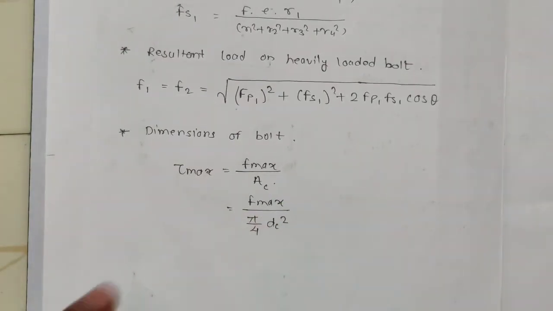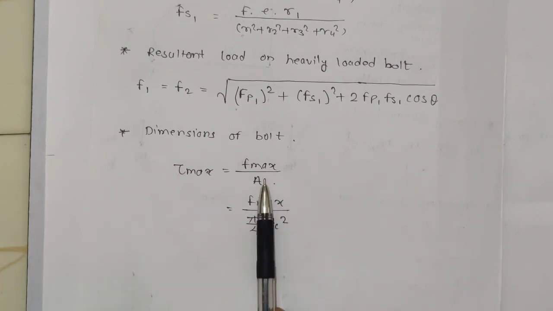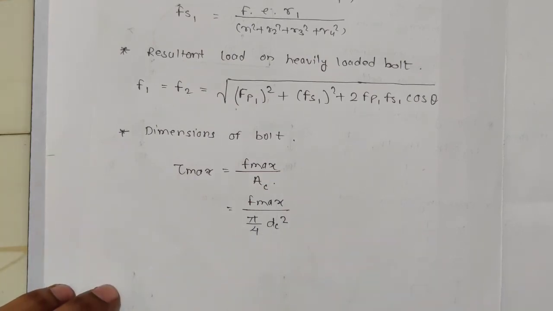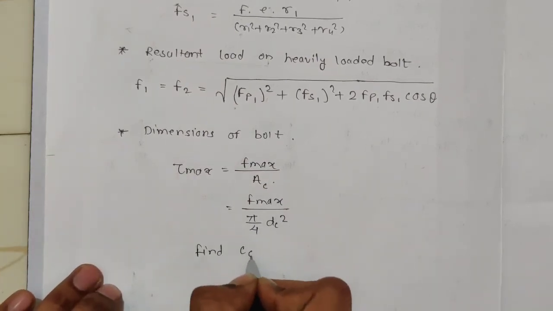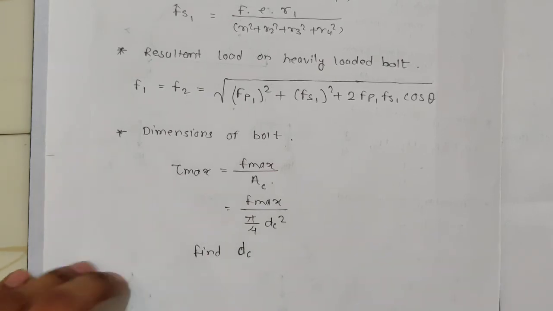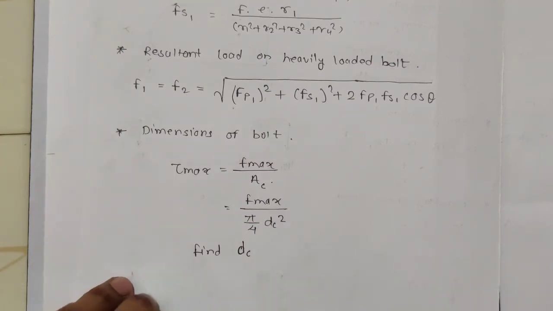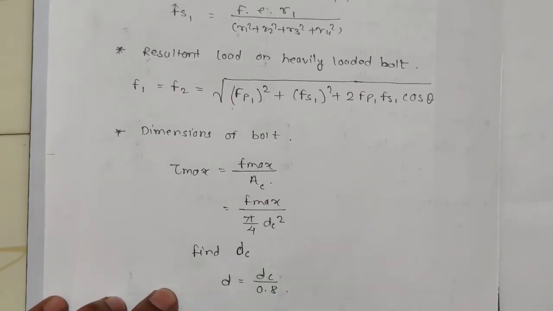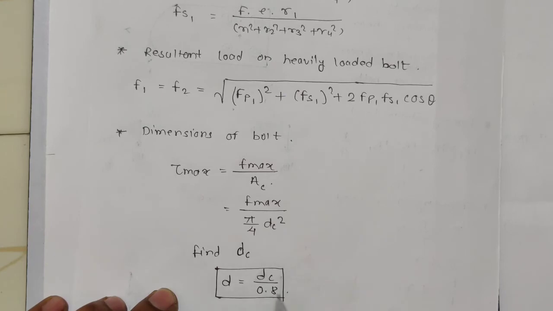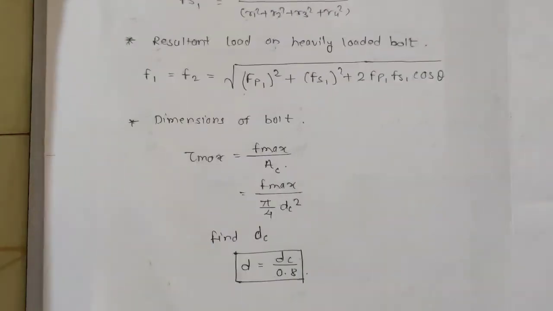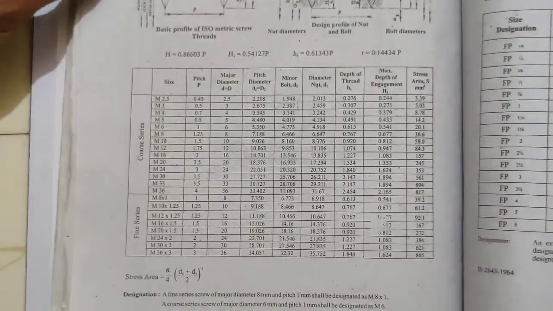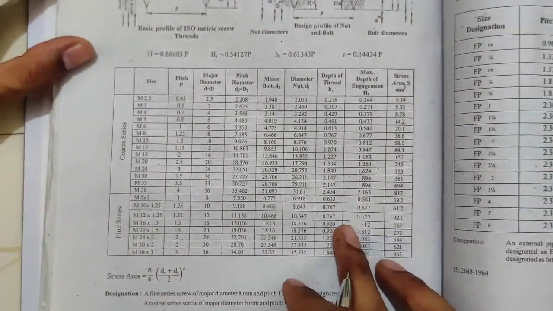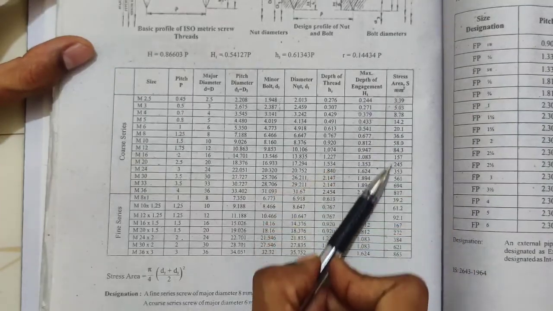This is the cross section area. Now you can find this area and use the PSG to directly find the bolt diameters, or from here find DC and then use one simple equation, that is D is equal to DC upon 0.8. This is the equation to find D. Otherwise, you can go over here, this is PSG page number 5.42. You can find the area.